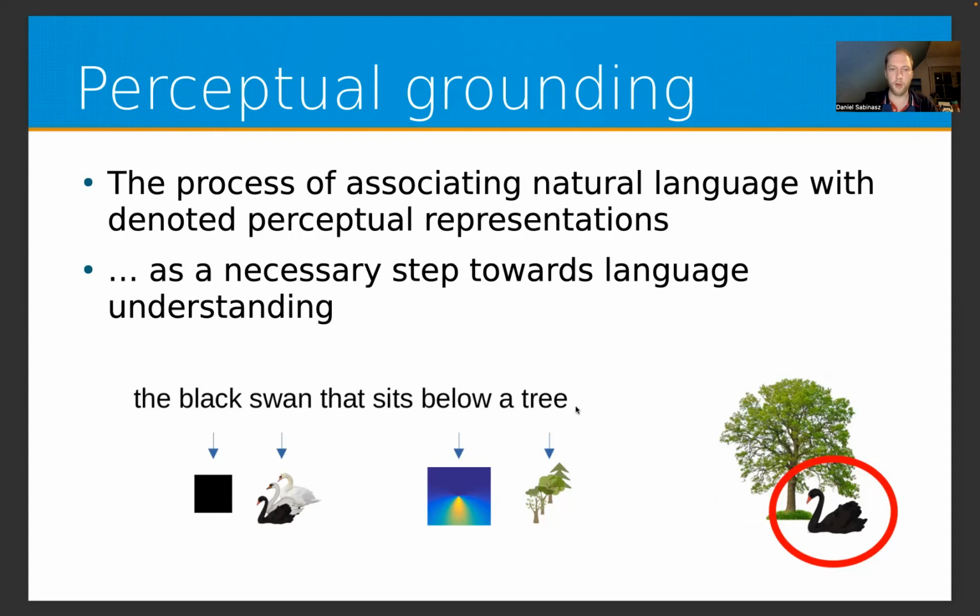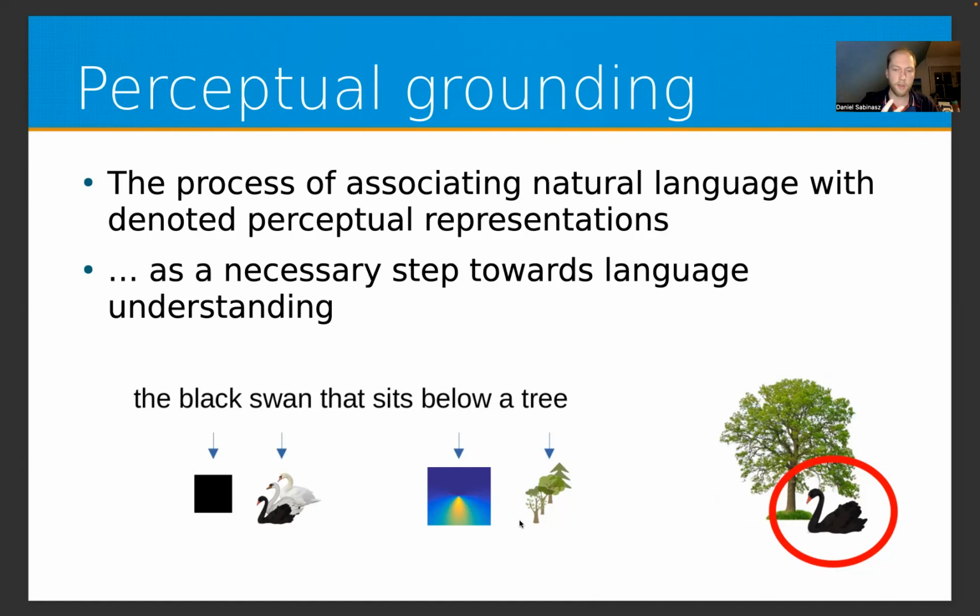The second part of perceptual grounding is identifying the object that was referred to in a given scene. Assuming that both the speaker and the listener are looking at a shared scene, and the speaker says, look at the black swan that sits below the tree, then the listener has to establish reference to the world in order to be able to follow what the speaker is saying. So the whole phrase is associated with a certain perceptual representation of the object that was described, right? The object has to be identified in the visual perceptual representation.